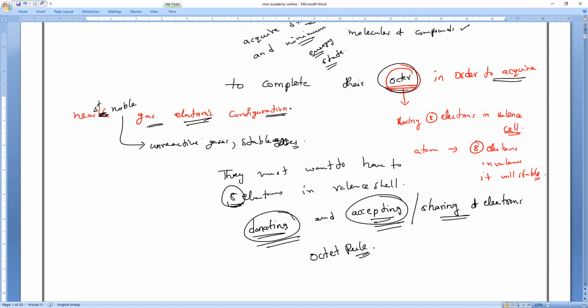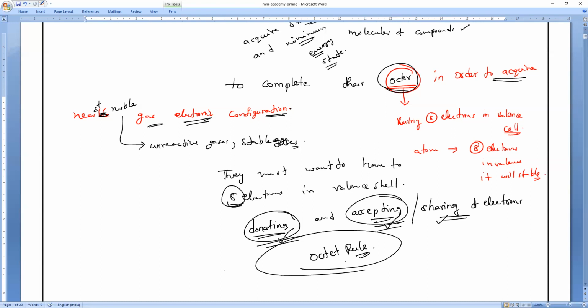So you can take any kind of elements; if they want to acquire 8 electrons in their valence shell, either by donating, accepting or sharing electrons, they will acquire stability. They will acquire 8 electrons in their valence shell. That is the rule we call the octet rule. Please learn it.